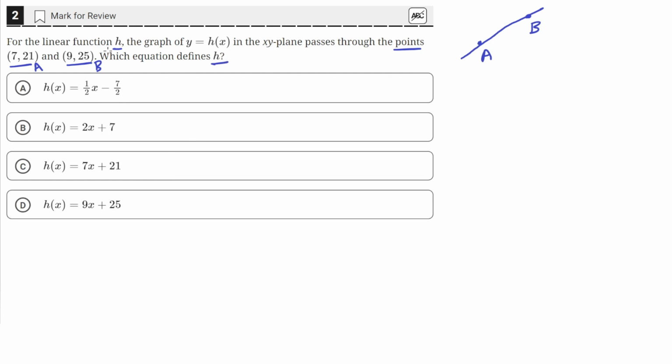So this is a linear function, so the linear function is expressed in the form y equals mx plus b, where m is the slope and b is the y-intercept.